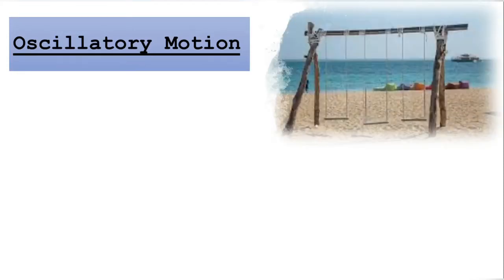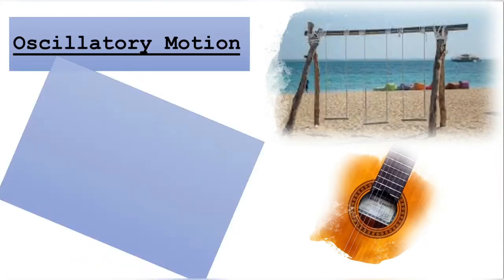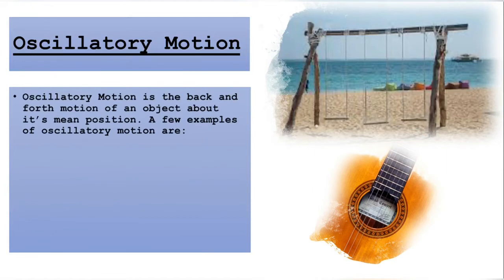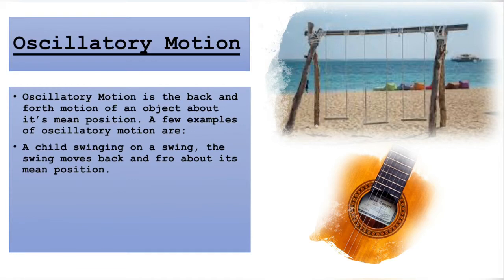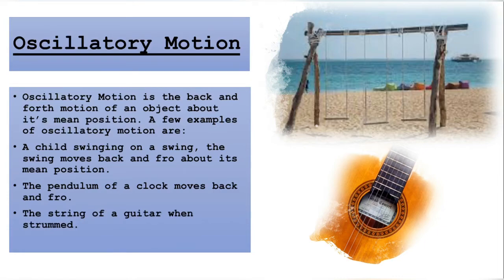Now let's look at oscillatory motion. Oscillatory motion is the back and forth motion of an object about its main position. A few examples of oscillatory motion are a child swinging on a swing. The swing moves back and forth about its mean position. The pendulum of a clock moves back and forth. The string of a guitar when strummed.